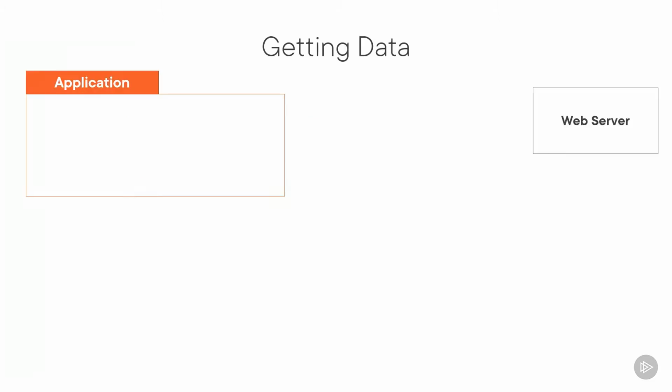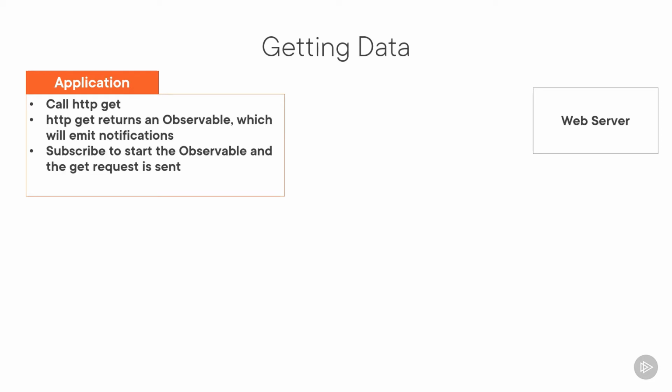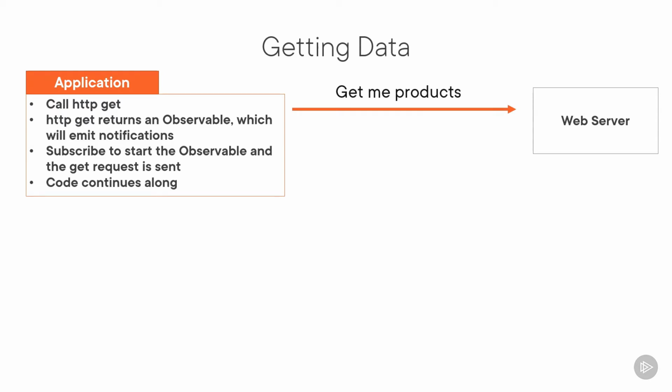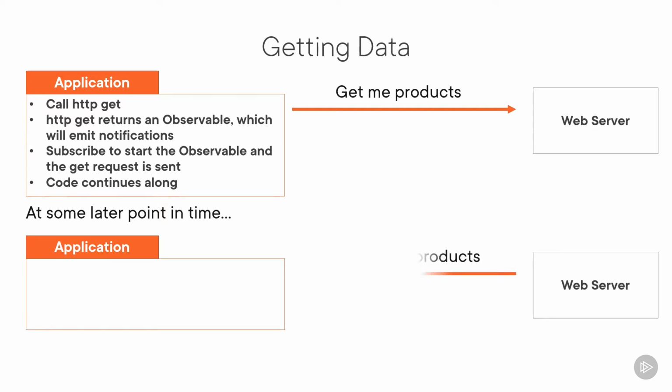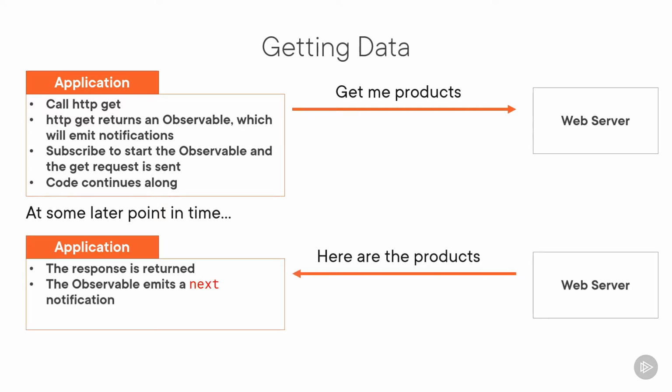With that knowledge, let's revisit our prior slide with a bit more detail. To get product data for display, the code calls HTTP GET. HTTP GET returns an observable, which will emit notifications, so we'll know when the response arrives. We then subscribe to start the observable, and the GET request is sent. Recall that observables don't do anything until we subscribe. The code doesn't wait for the response, it just continues along. At some later point in time, the backend server returns a response. The observable emits a next notification, letting us know we have the data.